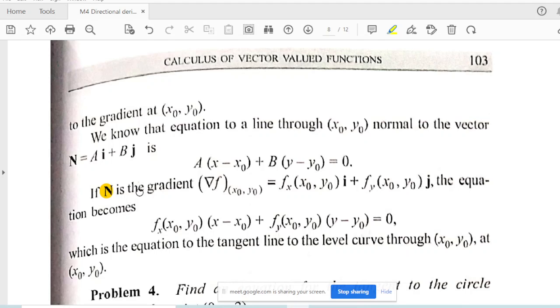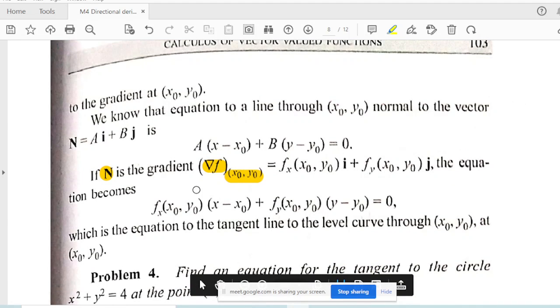So if vector n is the gradient del f at the point x0 y0, and if we write it this way, f suffix x x0 y0 i cap plus f suffix y x0 y0 j cap, then the equation is f suffix x x0 y0 into x minus x0 plus f suffix y x0 y0 into y minus y0 equal to 0. So this is the equation. You have to remember this particular equation is the equation of the tangent line to the level curve.